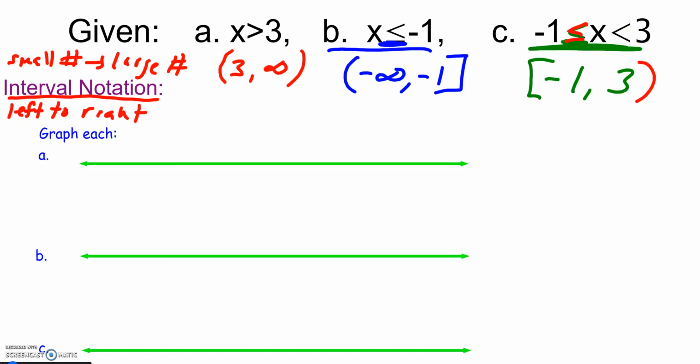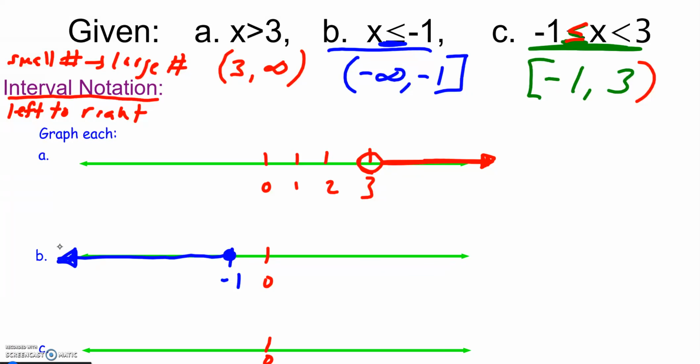If I transferred this logic to my graphs, here's what it would look like. For all three of them, I'm going to put 0 as a placeholder. For part A, x is greater than 3. I would have an open dot on 3 because it's not included, and it's everything bigger than 3, so I would shade all the way towards positive infinity. Example 2, x is less than or equal to -1. I would go here at -1. Because -1 is included, I would put a closed dot, and we're going less than or equal to -1 towards negative infinity, so my graph would look like this.